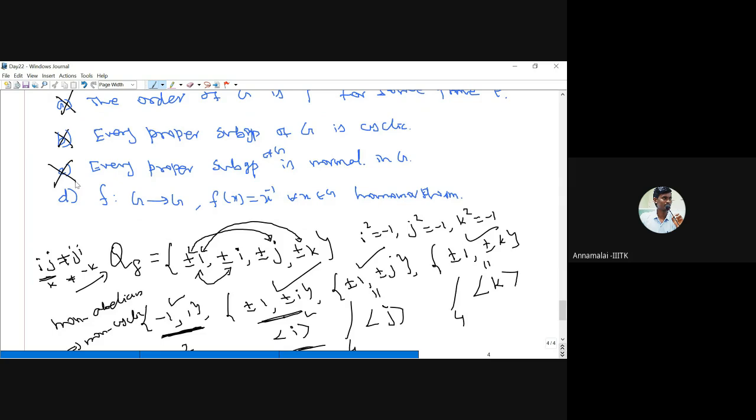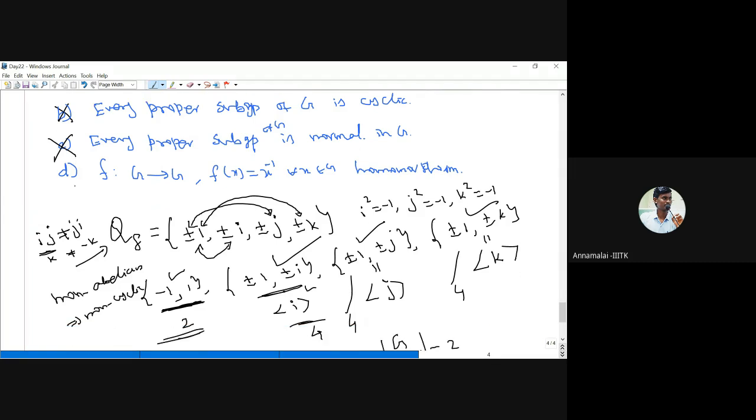This quaternion group is a very important group because this group is an example for the second option as well as the third option. We eliminate the second option and third option using this one single group. The group is non-abelian, but every subgroup is normal. The theorem says if a group is abelian, then any subgroup is normal, but the converse need not be true. That is, all the subgroups are normal, but the group need not be abelian. This Q8 is an example for that.